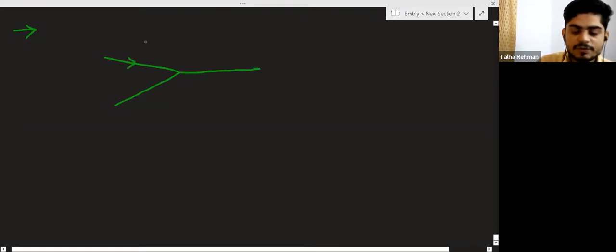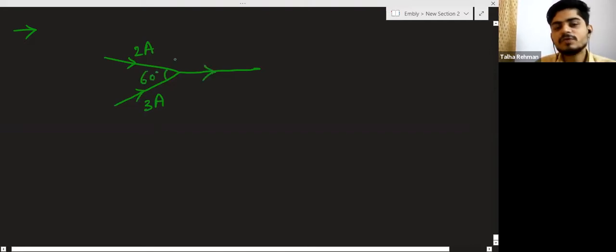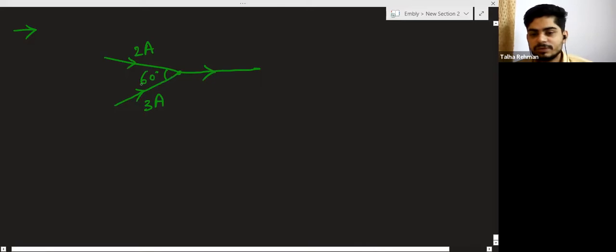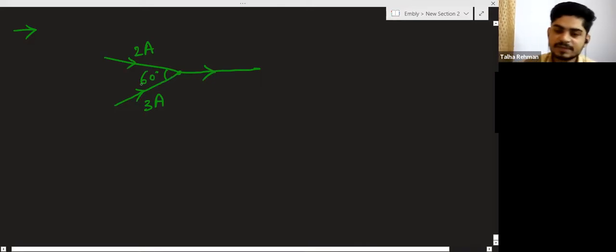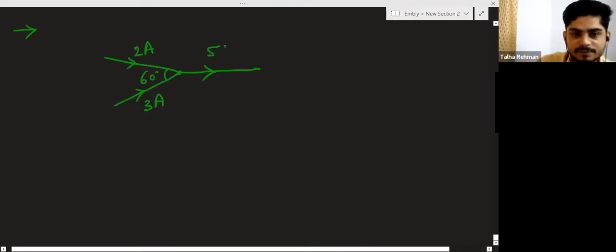Suppose a current of 2 ampere is flowing like this, and a current of 3 ampere is flowing like this, and the angle between the directions of the currents is 60 degrees. What is the value of the net current here? We know we will add these currents simply. This will be 5 ampere.